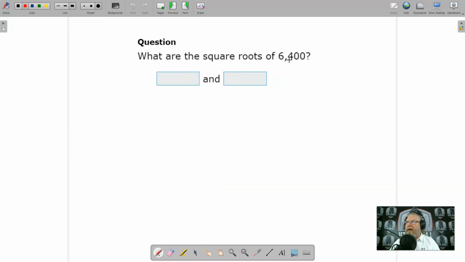What are the square roots of 6,400? So in this case, they're talking about a negative root and a positive root. This is the same thing as if we saw plus or minus square root 6,400. So let's go ahead and realize we need the positive and the negative. I'm putting the negative first on the left, positive in the box on the right. Now I'm going to rewrite square root 6,400 as root 64 times 100. Now I'll split those up into root 64 and root 100.